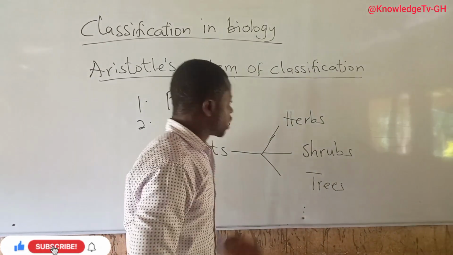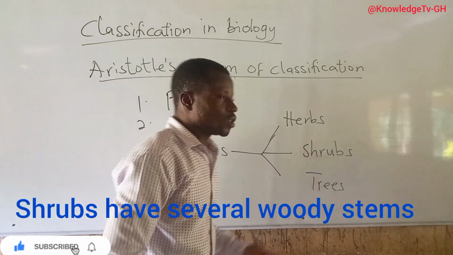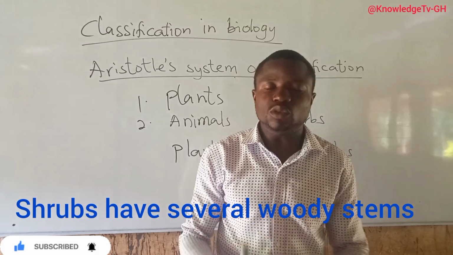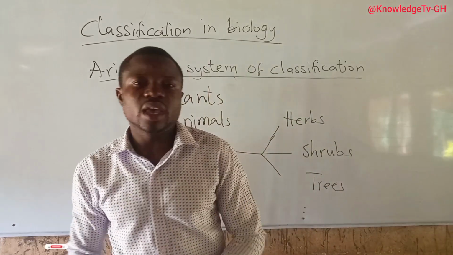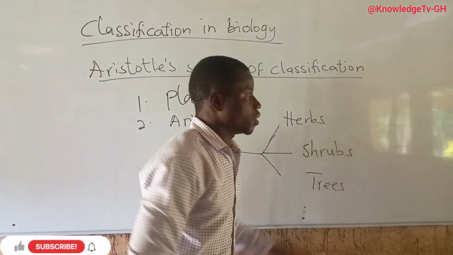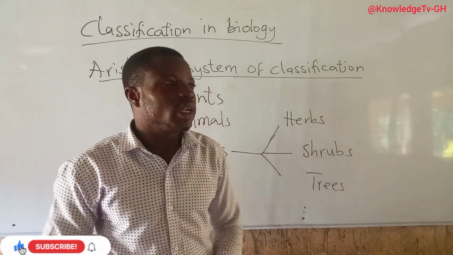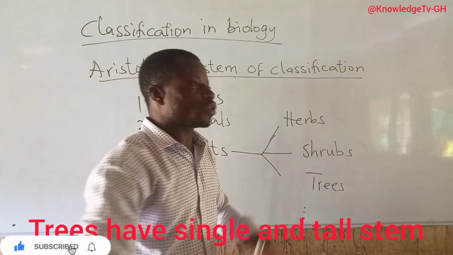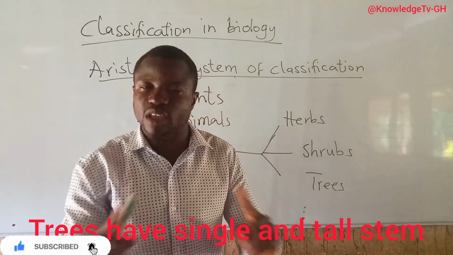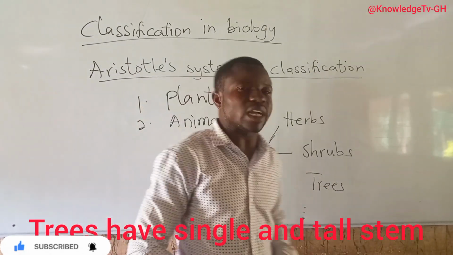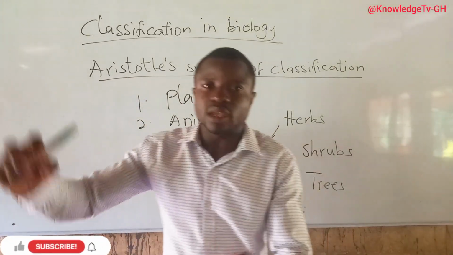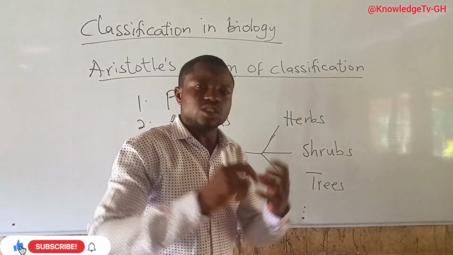Let us go to the second group, that is the shrubs. Those with several and woody stems, he classified them as shrubs. When you take the hedges, they are all under shrubs. When you go to the trees, they are tall with single woody stems. So any plant that is tall, single stem, and woody, he classified them as trees.